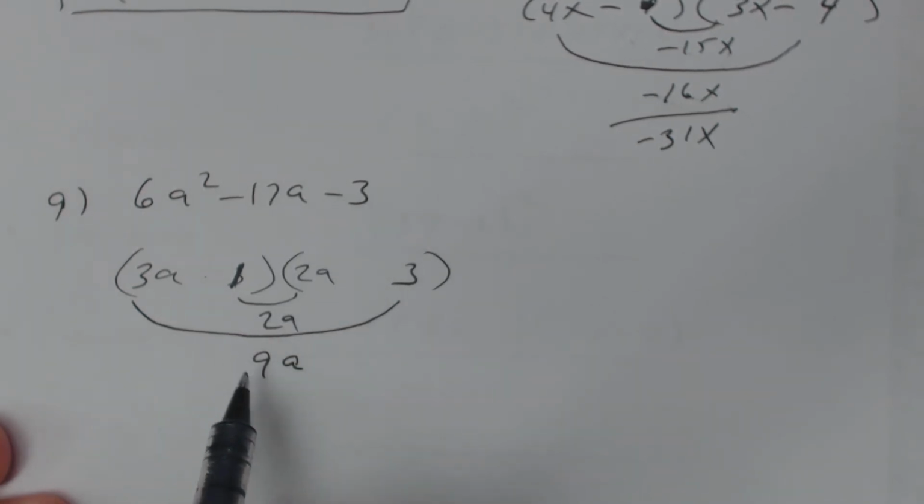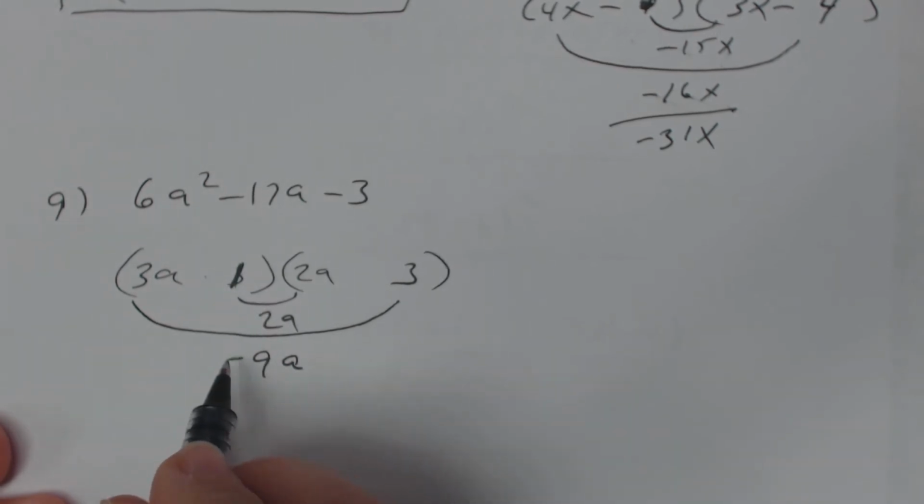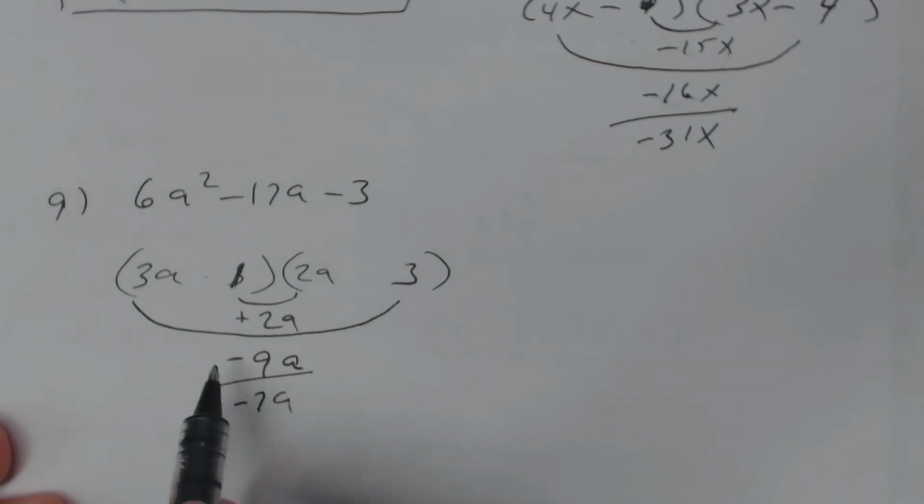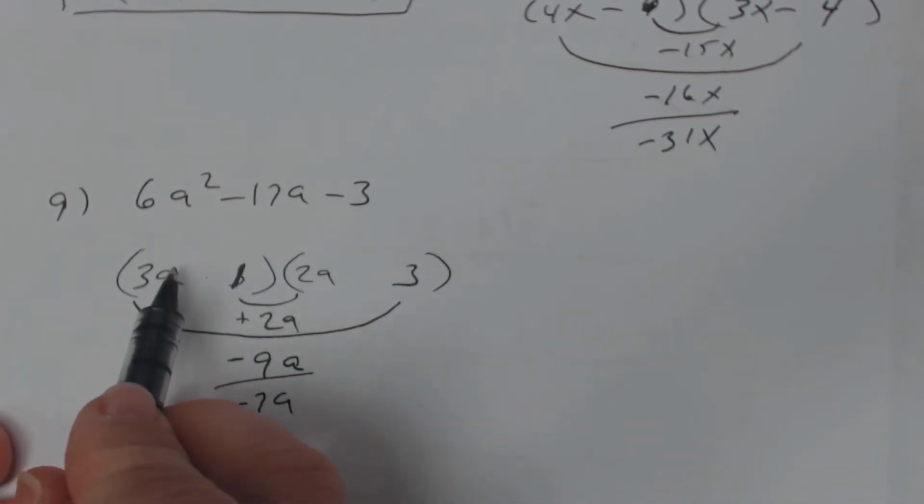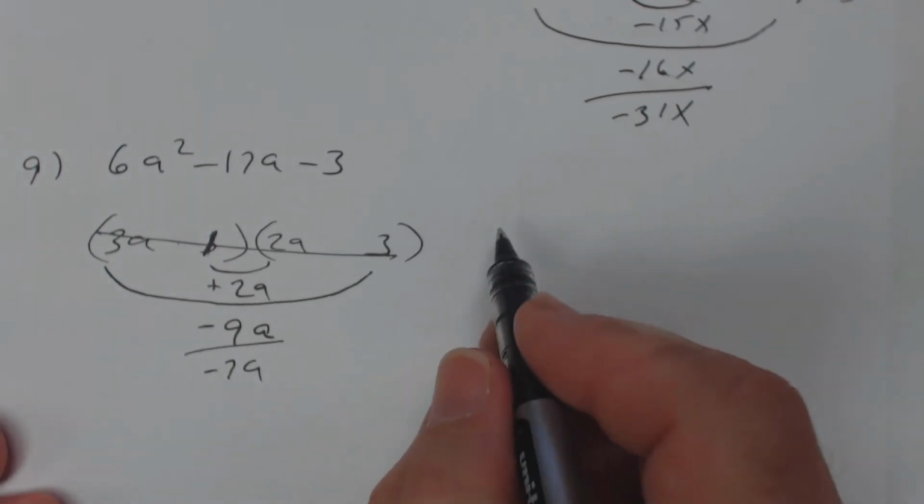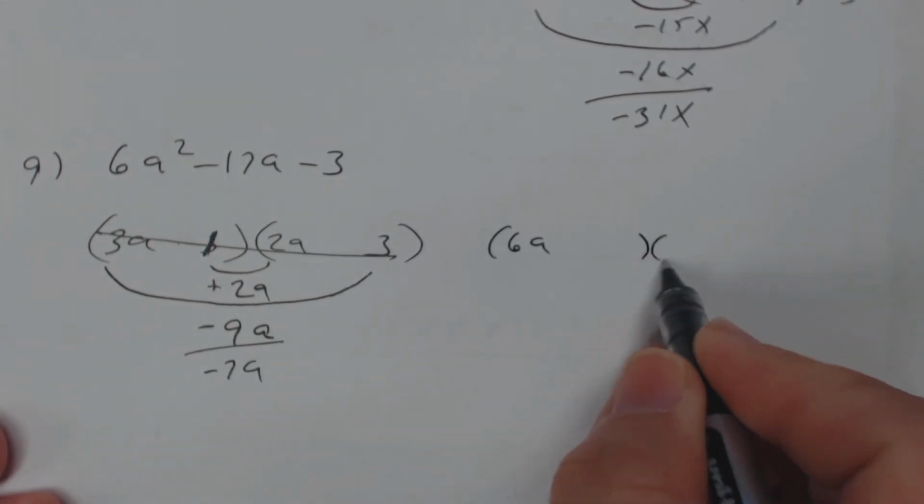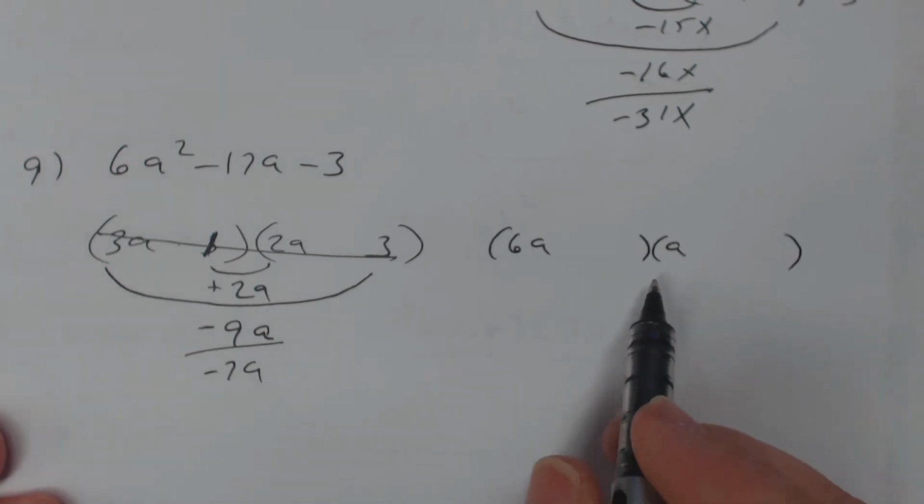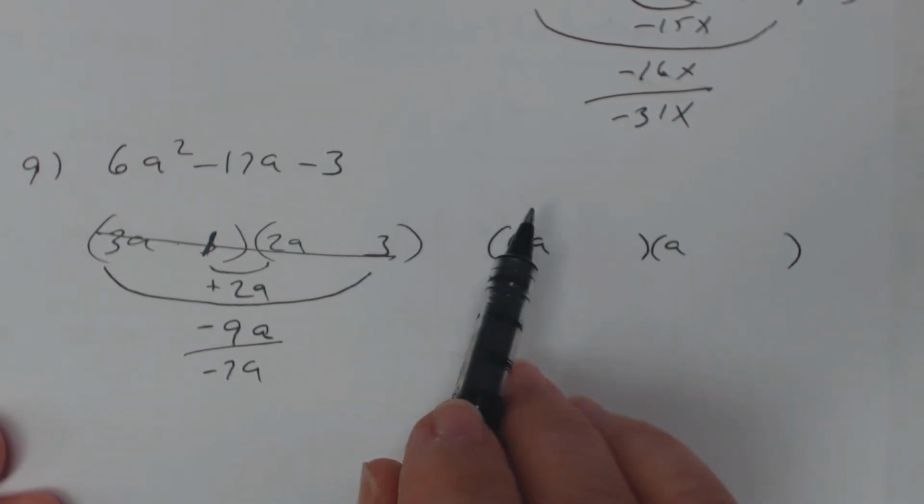Remember, the last sign's negative. So that means one of these is negative, one of these is positive. The 2 is smaller than 9, so the 9 will take the middle sign. So this would be negative, this would be positive, but when I add them up, I get a negative 7a, and that's not what I wanted. So using 3a and 2a was not a good idea. So let's use 6a and a instead. And for the last, let's use 3 and 1.